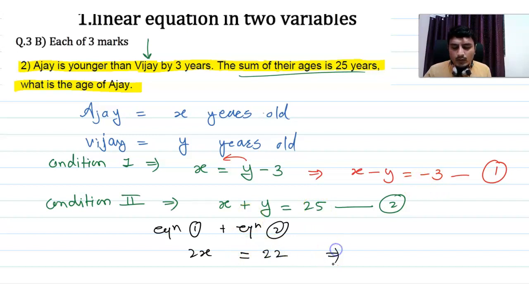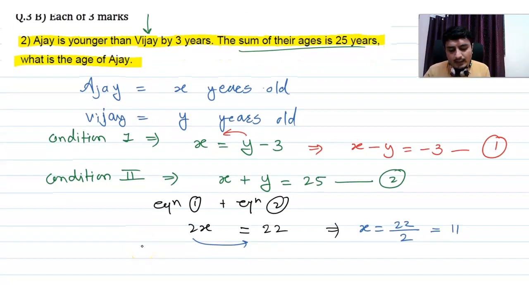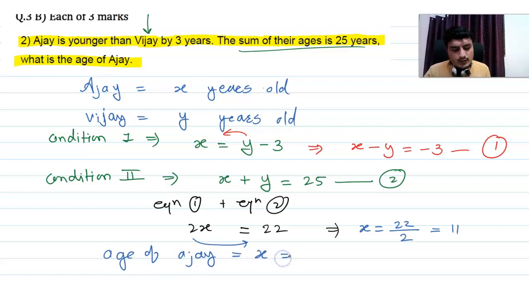which is 22. Now to find the value of x, shift that 2 from LHS to RHS. 2 is a multiplier, it becomes a divisor after shifting. Divisor to RHS, that means 22. Now 22 divided by 2 is 11. So the value of x, that is the age of Ajay, which we assumed as x years, is 11. So Ajay is 11 years old.